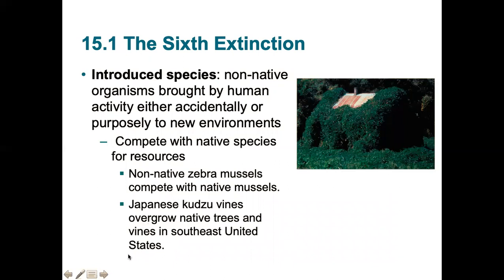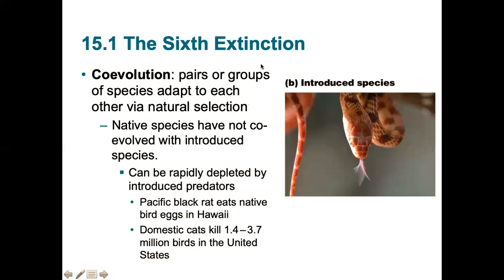So the vines that are overgrowing native trees are choking them out. They're physically blocking access to sunlight. Maybe nobody eats those vines, so they're not taking the place of something. They're actually excluding something in the food chain. Zebra mussels are a big problem in our Great Lakes, and that's because they compete with native mussels. They outcompete native mussels, which means that they are overgrowing, and that's a problem.